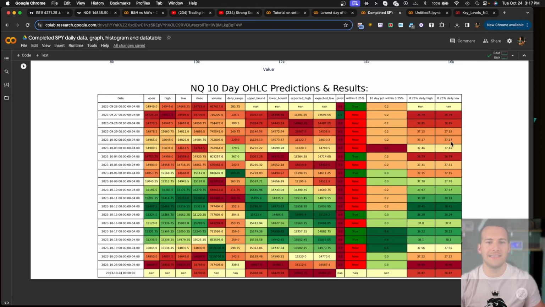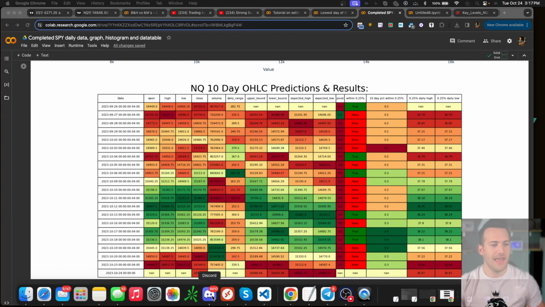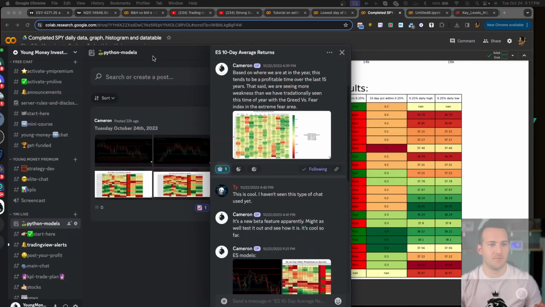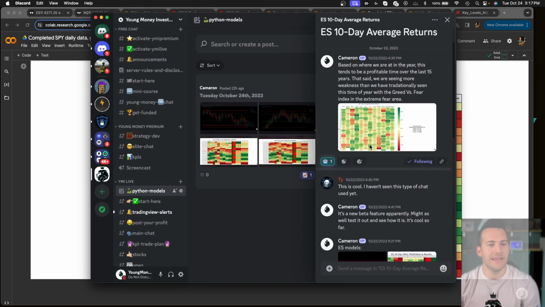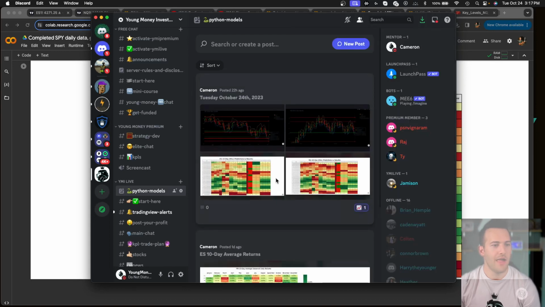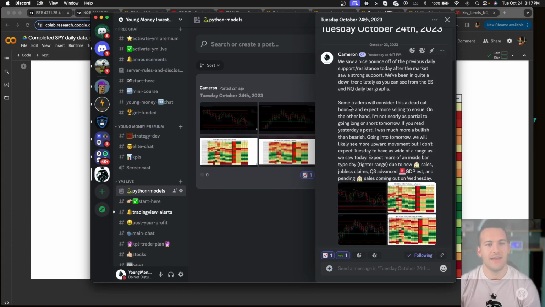But if you want to take it a step further, let's go back to Discord and talk about what else was really important for today. There's the Python model. There we go. Going into today, I'm going to close this out here, and we're going to go to what I posted last night. I had said down here, so where do we go? Going into tomorrow, we will likely see more upward movement.